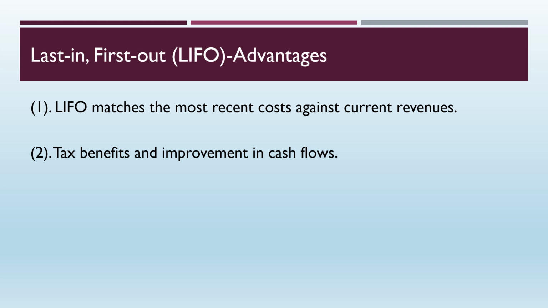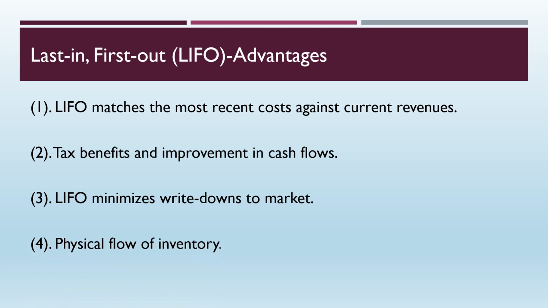In some situations, physical flow of inventory corresponds to the LIFO cost flow. As an example, just take a coal pile. The most recent coal added to the coal pile is always on the top of the coal pile. Therefore, the last coal in is always the first coal out.